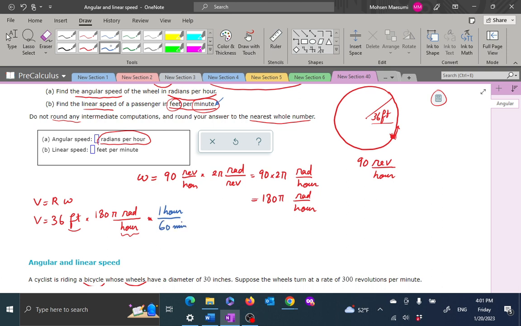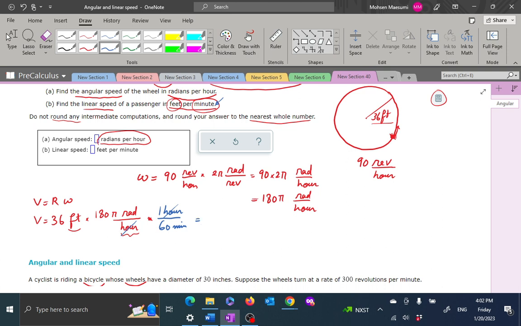Or just reason it out that this is the speed in feet per hour. If I want to figure out per minute, I'm traveling much less, so I should divide by 60. So just either notice that you cancel these things and get what you want, or just reason it out if you have to divide or you have to multiply by 60.